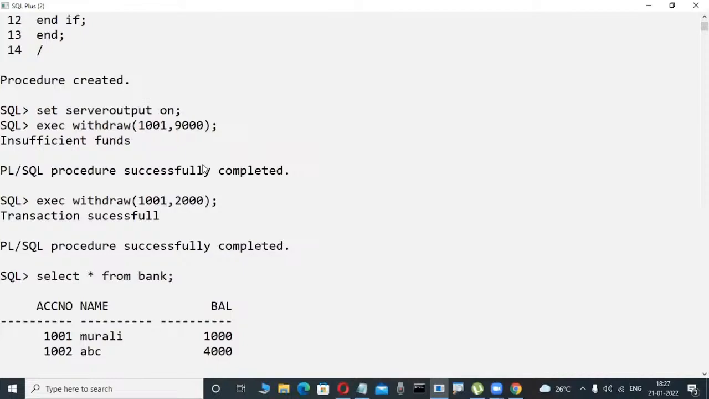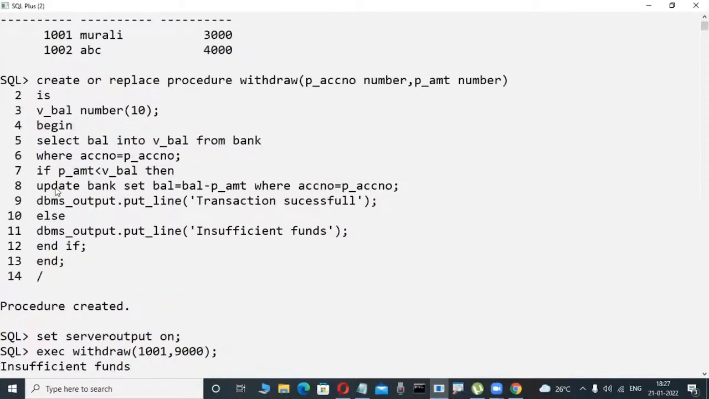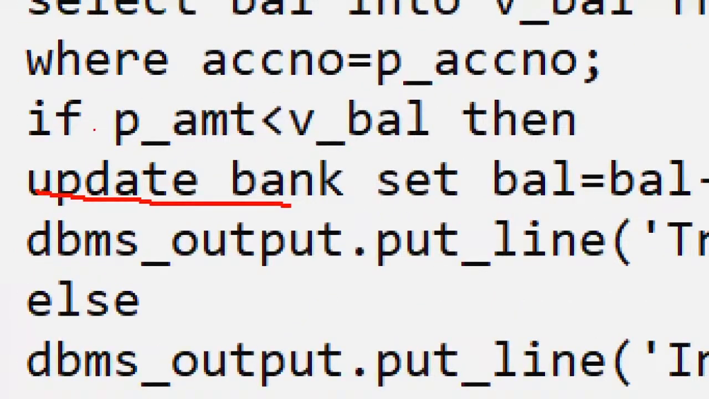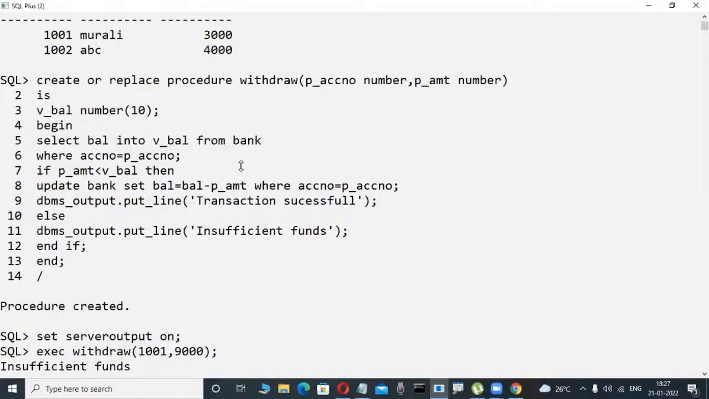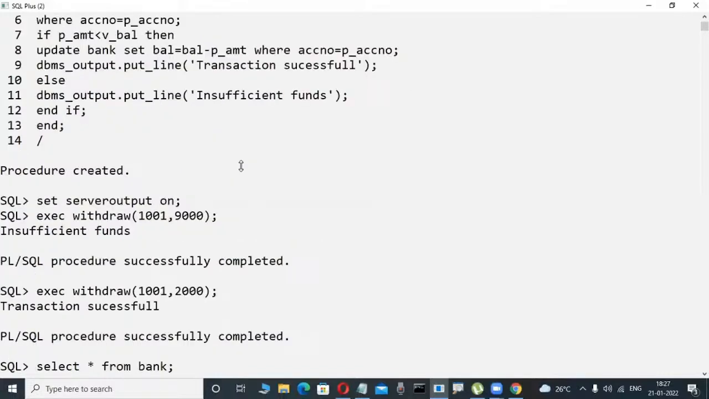You are a programmer, you are writing coding with an update. Update is a SQL command only. If condition is a PLSQL command. That's why you need some language knowledge. With this type of PLSQL coding knowledge, then only you can write real-time applications, OTP validations, bus ticket reservation, anything. So many applications are there. But a little bit of knowledge is required.